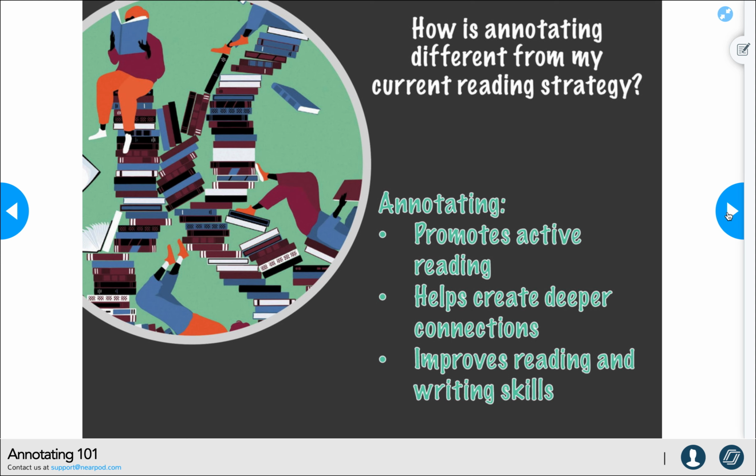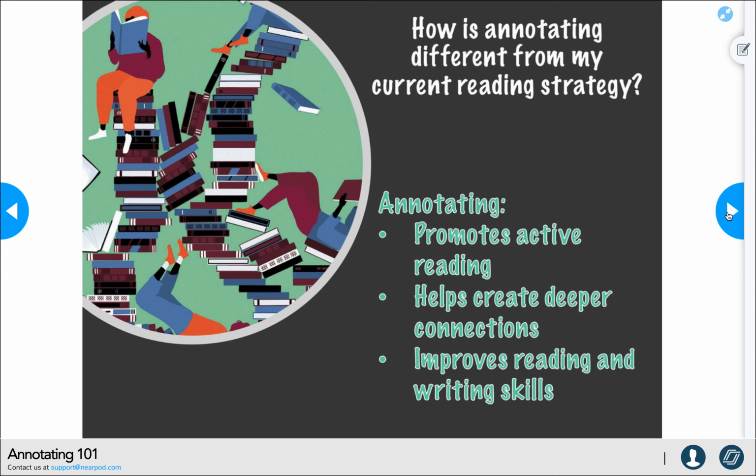So, how is annotating different from my current reading strategy? Well, annotating promotes active reading, and active reading means understanding what you're reading and analyzing it all at the same time. It helps create deeper connections, so you're not just going on the surface. A lot of us are surface readers where it's like, okay, it said this, that's what it means. No, a lot of writing has many layers. I want you to think of the text as the topsoil of the ground, right? But when you start digging deeper, you start to find roots and all these other things. There's more to the text than just what you see on the surface.